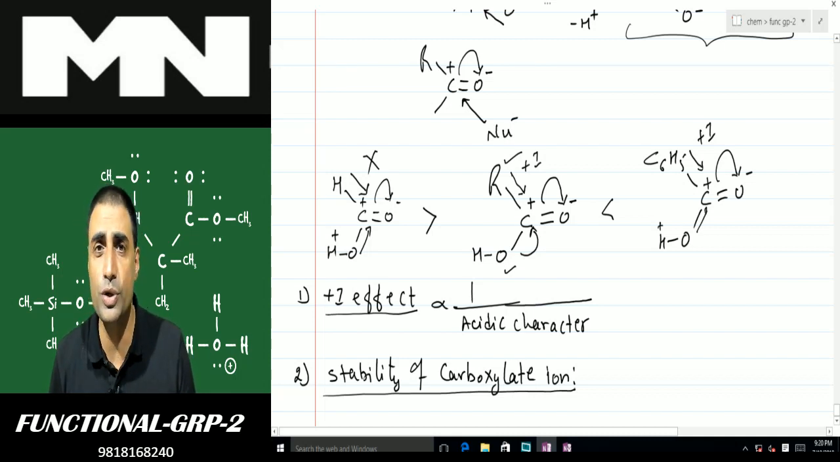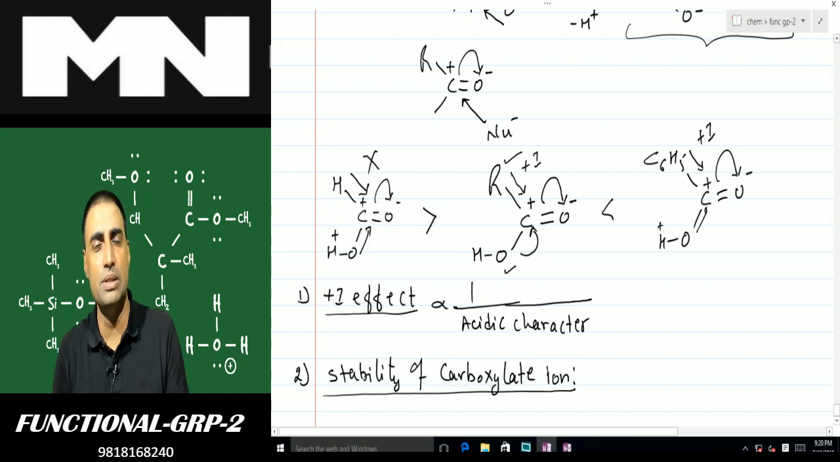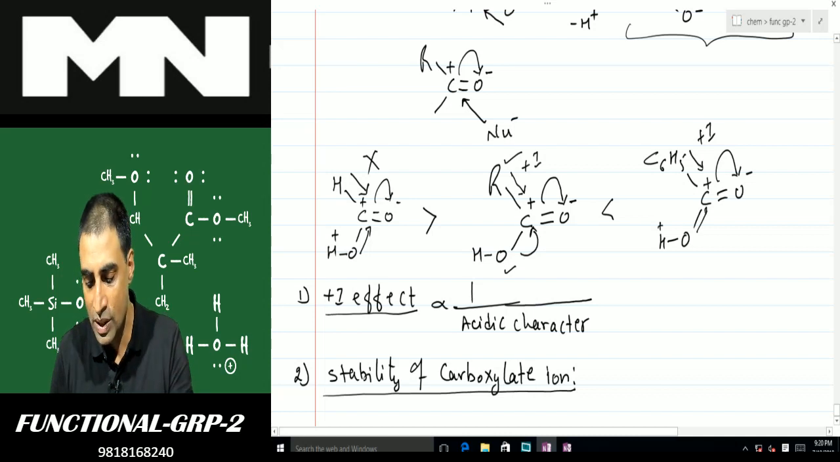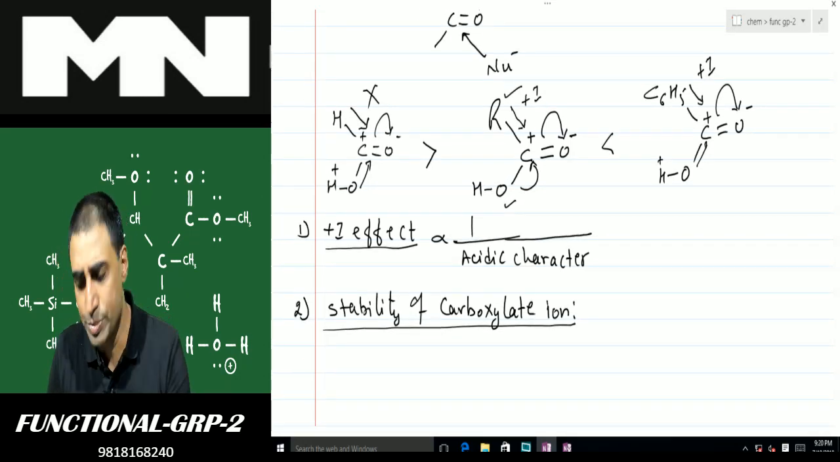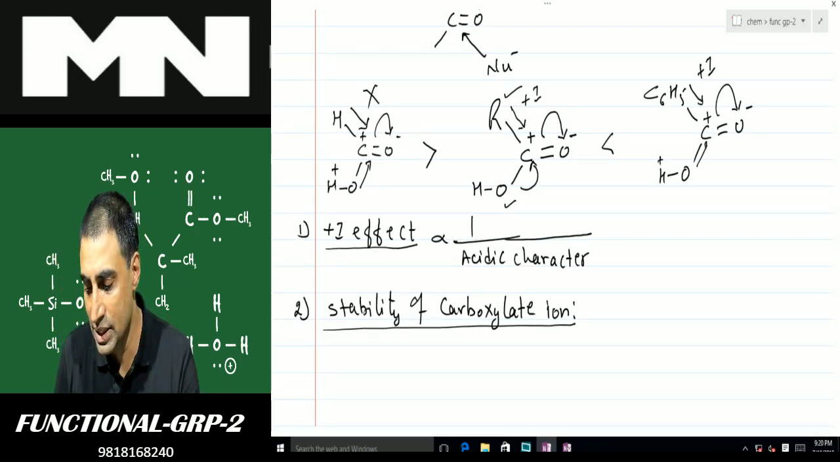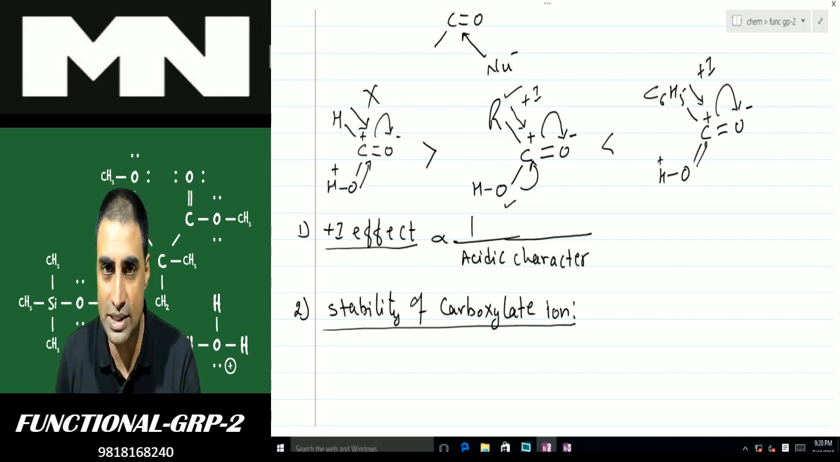So this is what you have to keep in mind. The more the prominence of the resonance in the carboxylate ion, the more prominent resonance it has got, the more will be the stability. The higher the stability of the carboxylate ion, the more will be the acidic character of that particular carboxylic acid. So these are the two factors which basically govern the acidic character of a carboxylic acid.